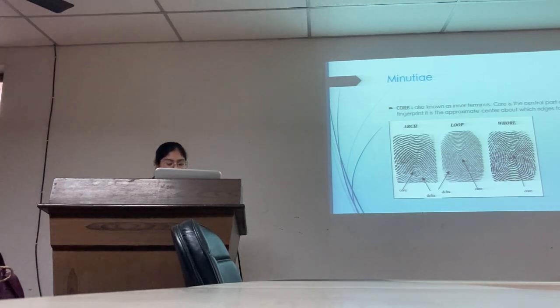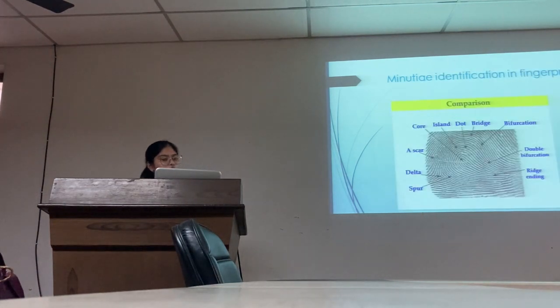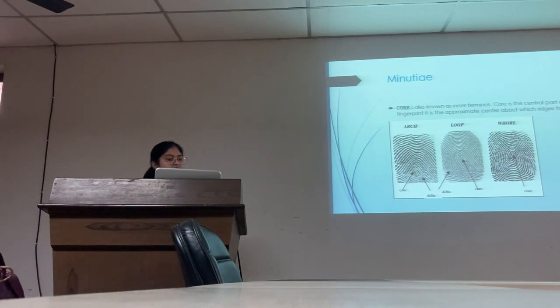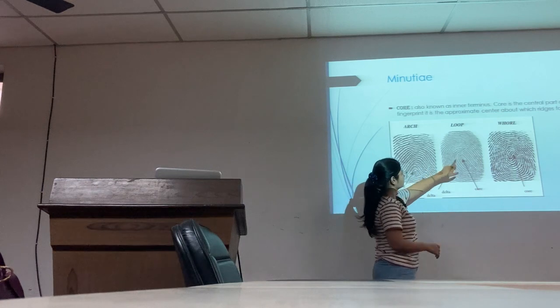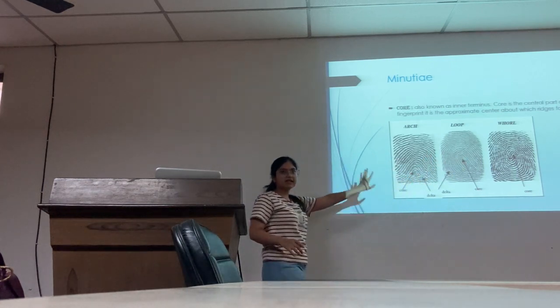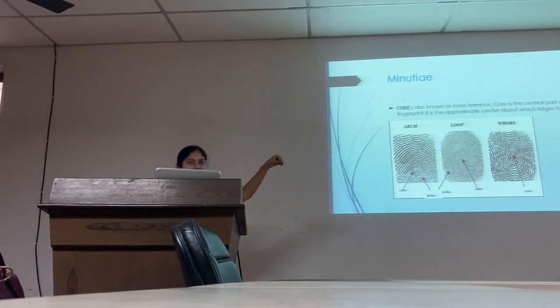Minutiae identification in fingerprints. Minutiae are core, islands, dot, bridges, bifurcations, double bifurcation, ridge ending, star, delta, or a spur. Cores are the inner terminus. The middle part of our fingerprints is known as core. If there are 2 cores present in a pattern, we take the core which is away from the delta pattern.